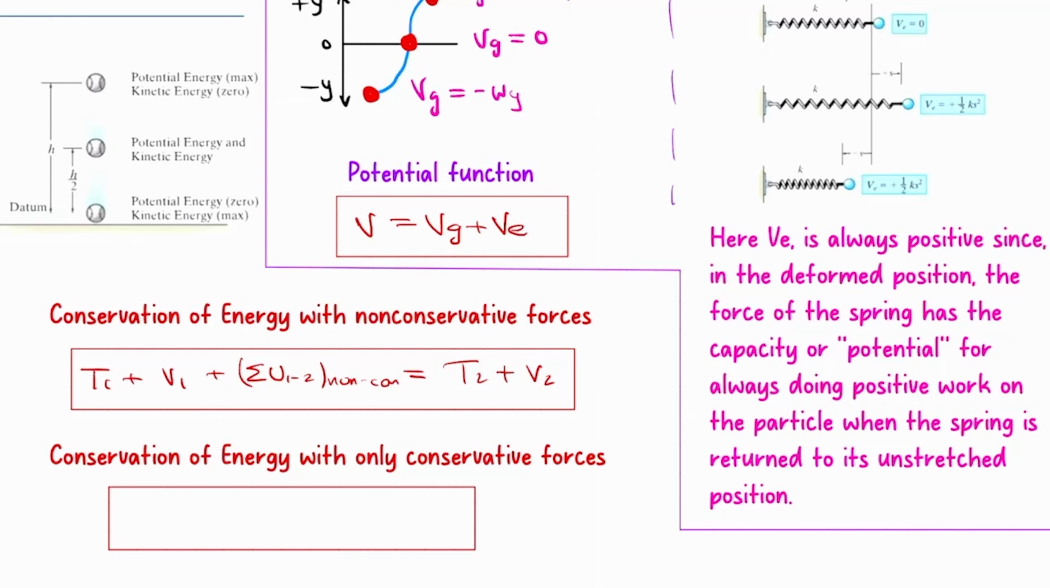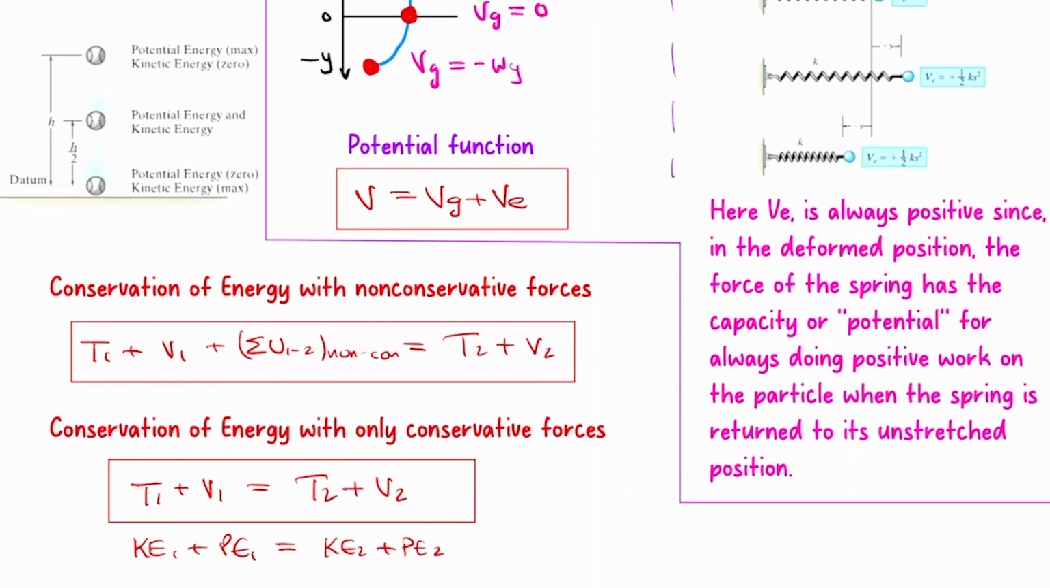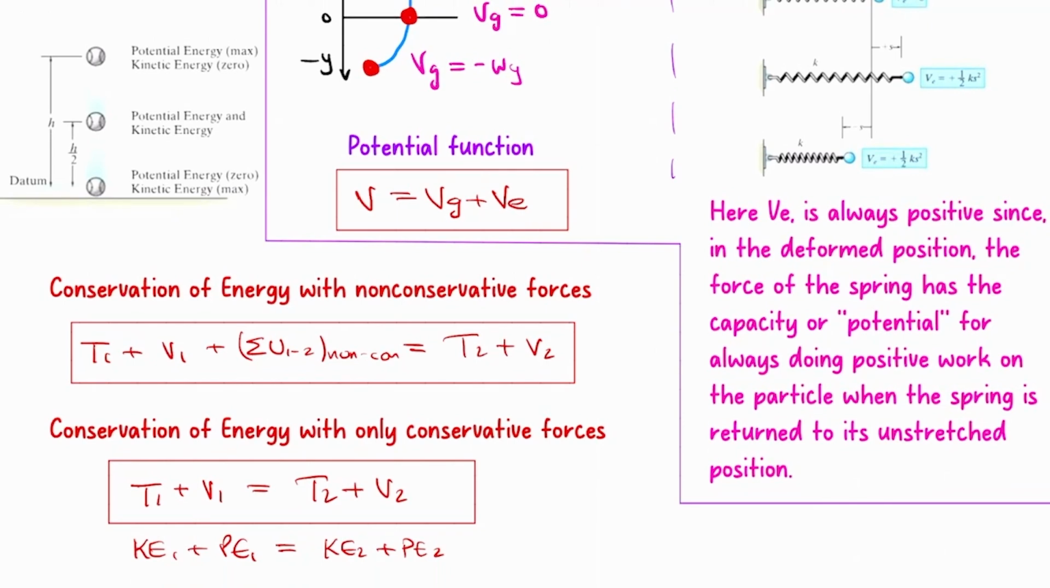But when we only have conservative forces, such as weight and the ones that we explained, our equation for conservation of energy would look like T1 plus V1 is equal to T2 plus V2. Once again, we have kinetic energy, so we can write it as kinetic energy at state 1 plus potential energy at state 1 is equal to kinetic energy at state 2 plus potential energy at state 2. I'm writing it like this so you don't get confused with the information right there. So that is the equation for conservation of energy.